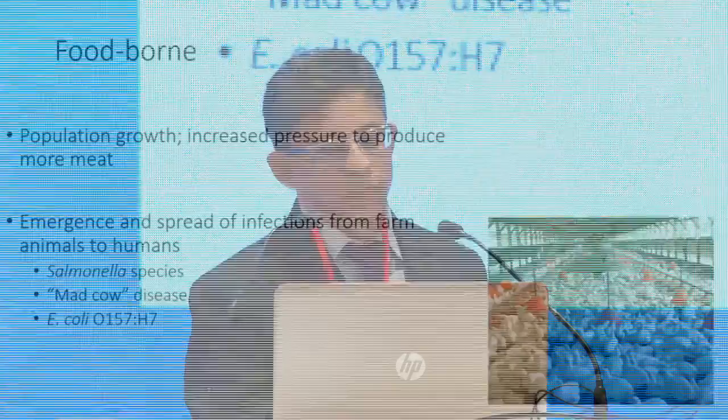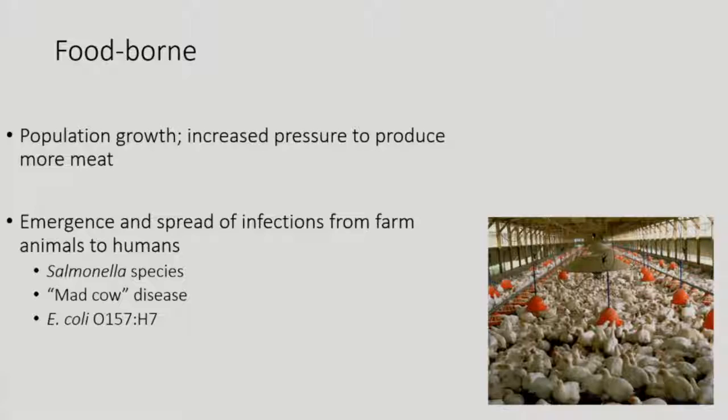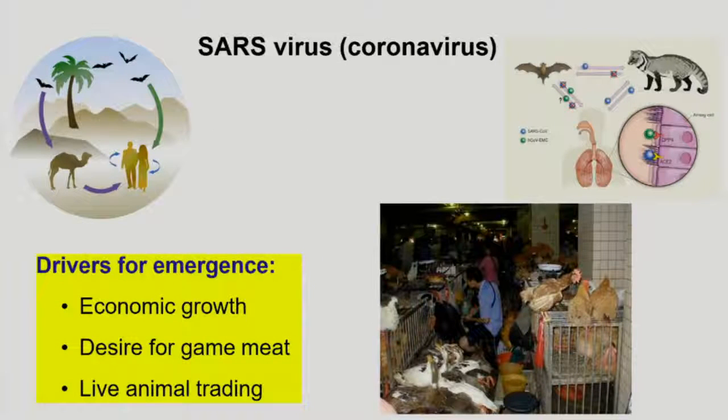For food, we keep them together. We have got, in addition to influenza species, Salmonella, mad cow, and E. coli species putting us at risk. SARS came with economic growth, desire for game meat, and live animal trading.